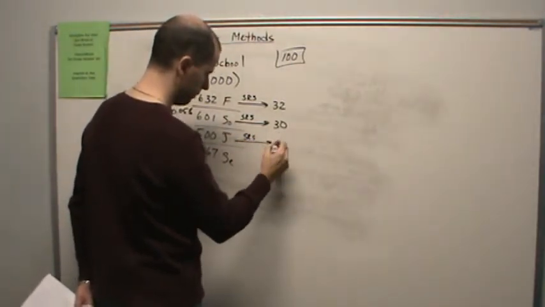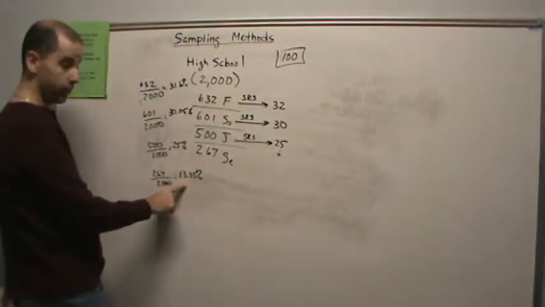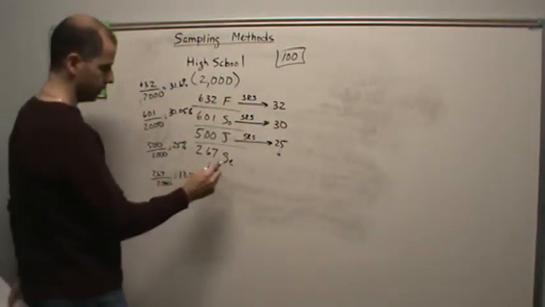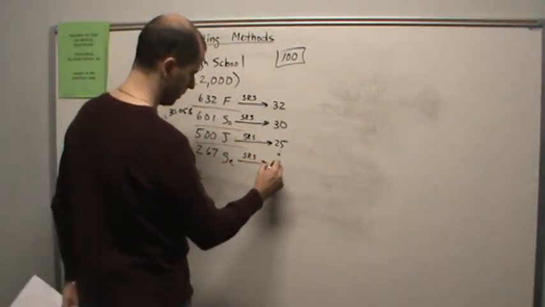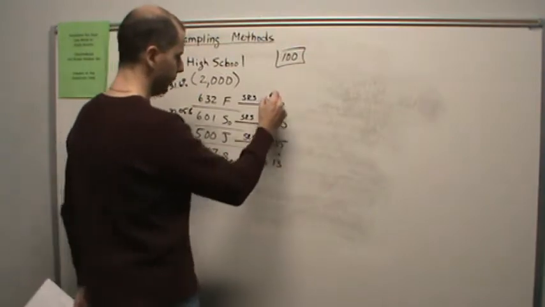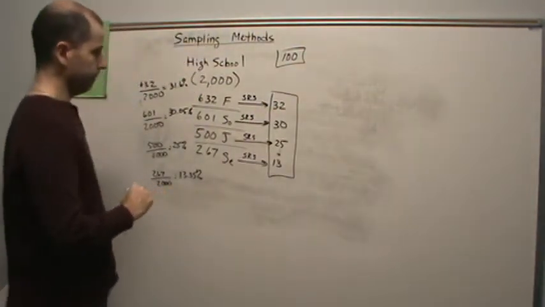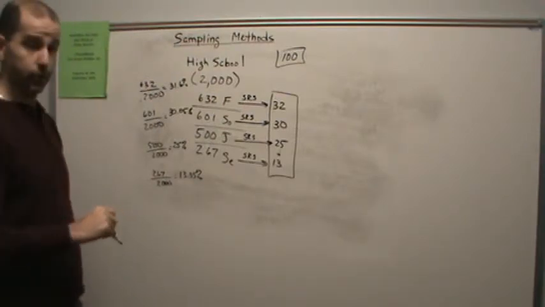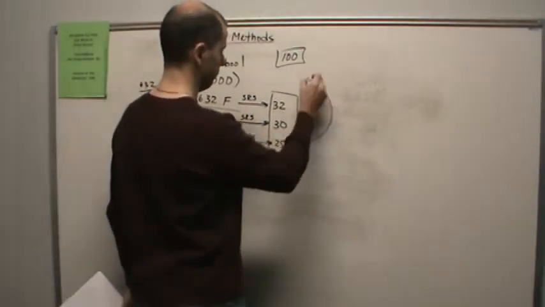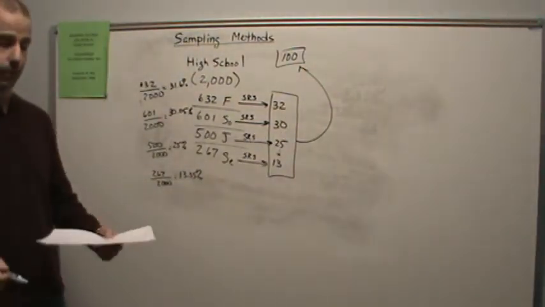Oops, 25. And then we're going to randomly select 13 students from the seniors. And then if we take all of these, we get 100. And we have our sample. And that's how stratified sampling works.